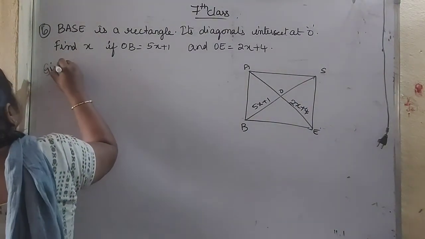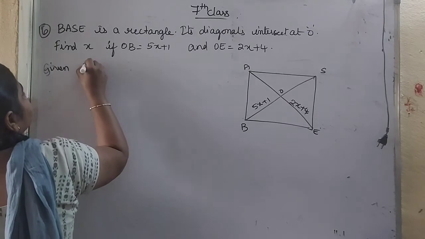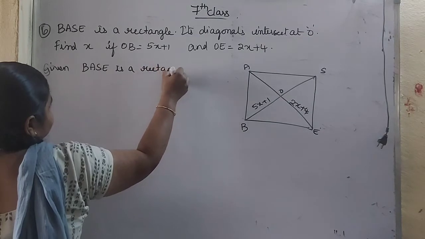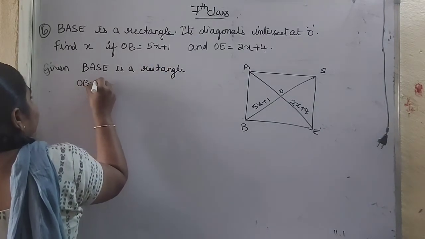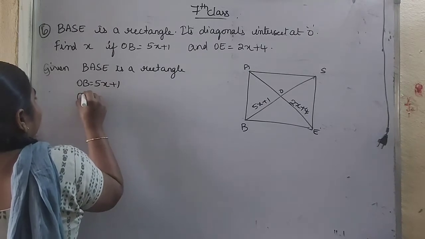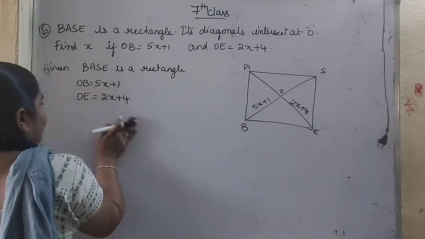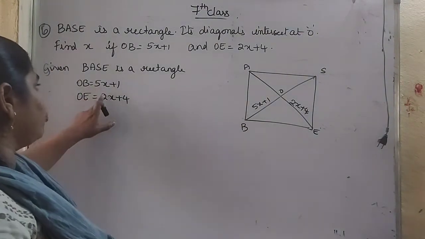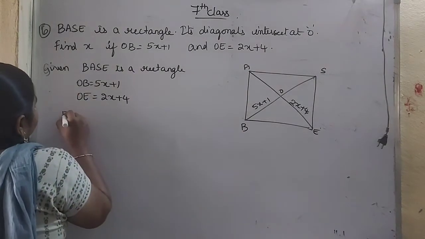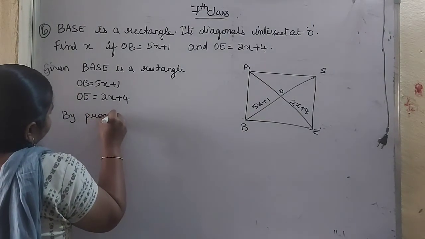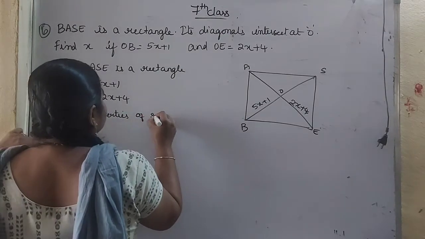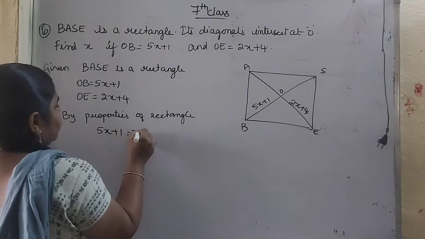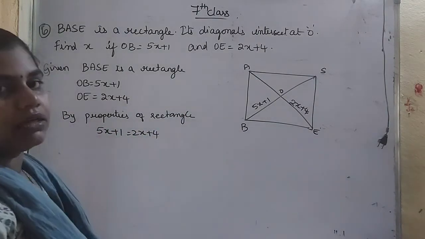So here given BASE is a rectangle, and they have given OB is equal to 5x plus 1 and OE is equal to 2x plus 4. By the properties of a rectangle, the lengths of the diagonals will be equal. That's why we have to equate these two values. So 5x plus 1 will be equal to 2x plus 4, because the lengths of the diagonals will be equal.